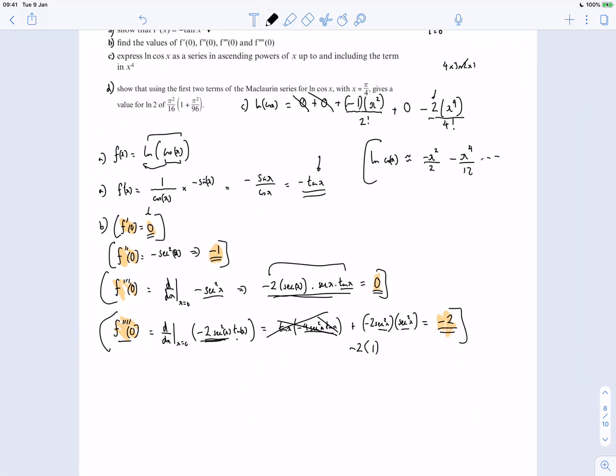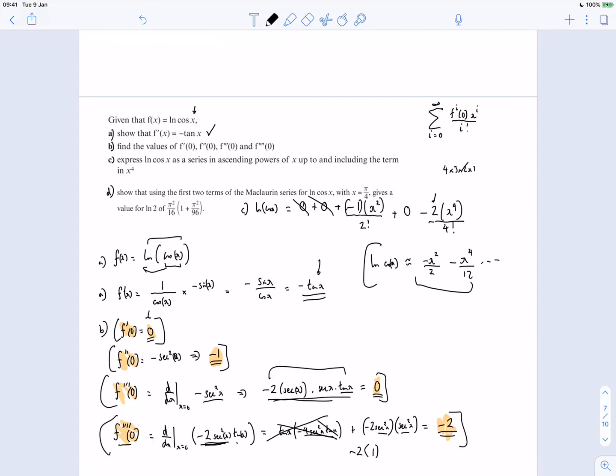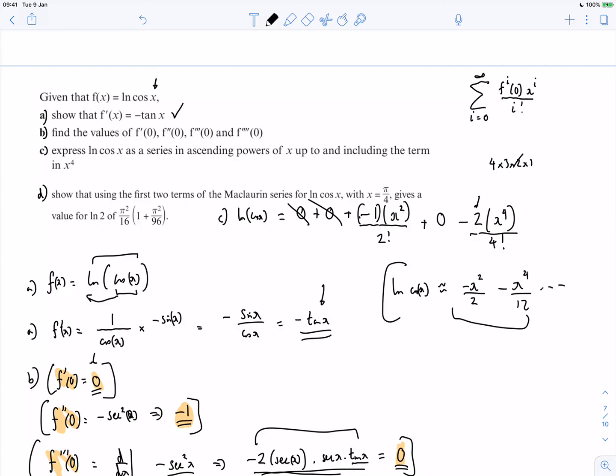Then part D, show that using the first two terms in the Maclaurin series for ln of cos x, with x equals pi over 4, gives a value of ln 2 of pi squared of that thing. Right, so first of all, when I've got x equals pi over 4, what is cosine of pi over 4? Cosine of pi over 4 is cosine of 45 degrees, root 2 over 2. So ln of root 2 over 2 is ln of 1 over root 2.